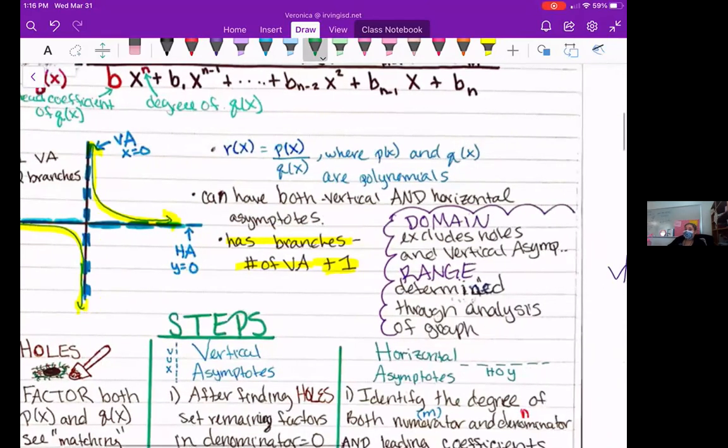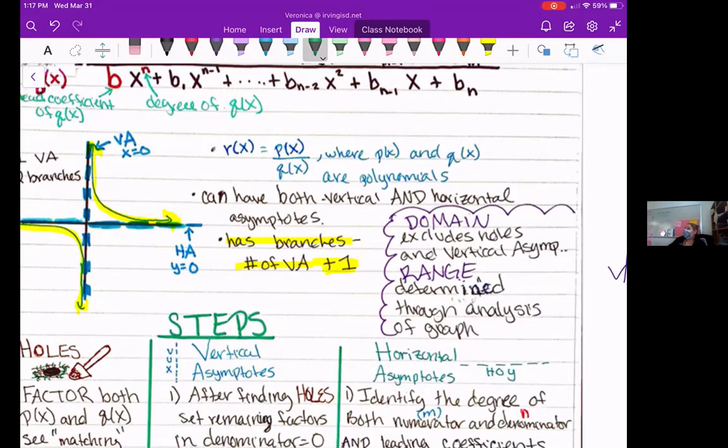Now, your domain. Notice that for your domain, I didn't give you a specific number the way I normally do, right? Because it changes. How does it change? It's always going to be all real numbers except your holes and your vertical asymptotes, okay? So your domain is not that hard in comparison to your range. Your domain is all real numbers except wherever you have holes and vertical asymptotes. Now your range, you're going to see that I wrote determined through analysis of the graph.